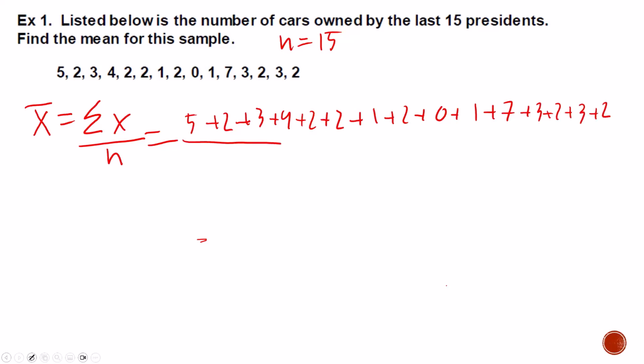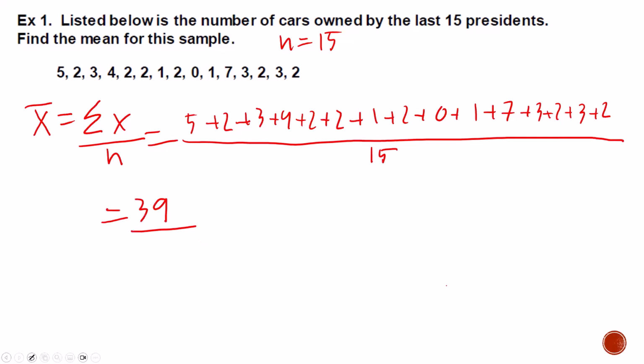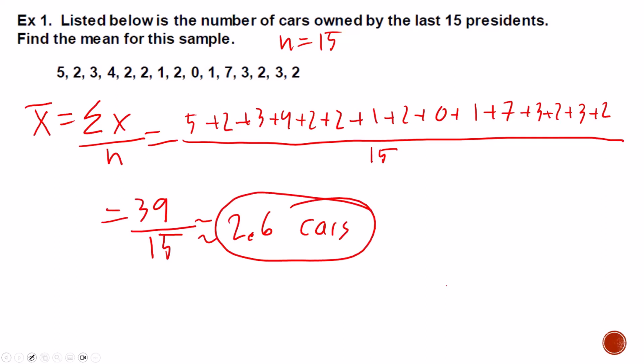So all you do to calculate is pretty straightforward. You add them up, you divide by 15. You do this, you get roughly 2.6 cars. Sure, you've all done something like this before. This is nothing new under the sun. Hopefully I wrote down all of the data values. Maybe I missed them, but I did this earlier. So you can write this example down, but it's pretty straightforward.